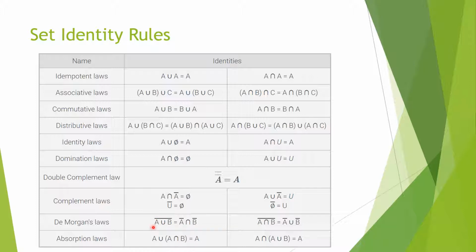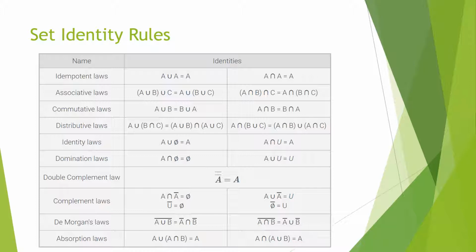We have De Morgan's law, which says the complement of the union of A and B is the intersection of their complements, and the complement of the intersection of A and B is the union of their complements. We have the absorption law, which says A union the intersection of A and B is A, and the intersection of A and A union B is also A.